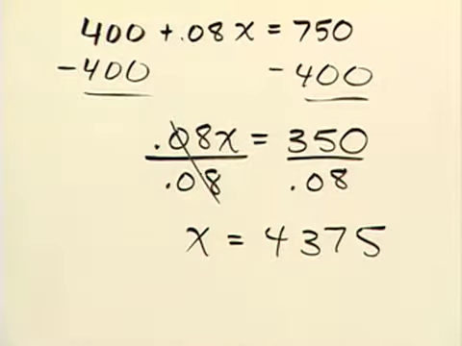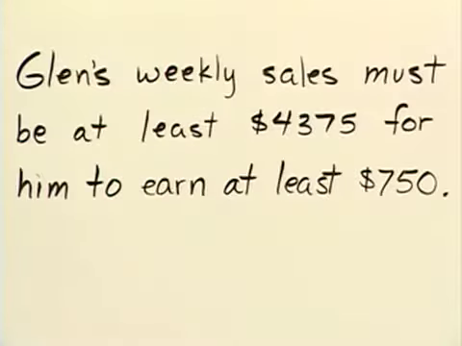To check our solution here, let's assume that Glenn did have $4,375 worth of sales. If we find 8% of that, we would get 350, and 350 plus 400 would give us our $750. So our problem does check, it does make sense, $4,375 is reasonable. The final step for solving this problem is to write a complete sentence showing the solution.